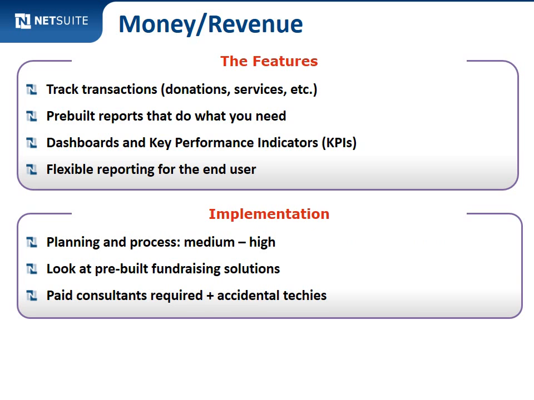So the money revenue strategy drives to those challenges. The key feature there is tracking transactions. I need to track those donations. I need to track services offered. I need to track expenses. You're going to need the pre-built reports. You want to look for those reports already there. You don't want somebody to say, oh yeah, you can do that, customize it, because unless you have the internal capacity to customize it, that may not make sense.